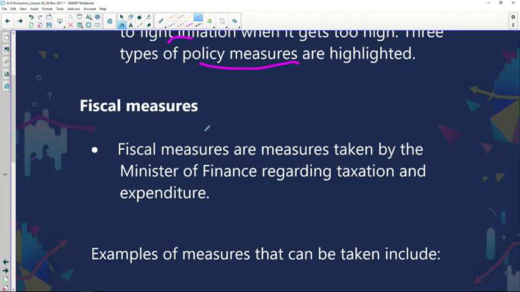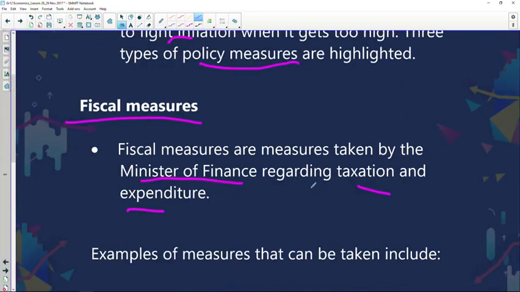So starting with fiscal measures. Fiscal measures are the measures taken by the Minister of Finance regarding taxation and also expenditure. If we study these policies and we use them well, they can actually help us to reduce or to lower the inflation rate in our country. Examples of measures that can be taken include an increase in direct taxation. So I'm going to pull my screen up so that we can see this information.